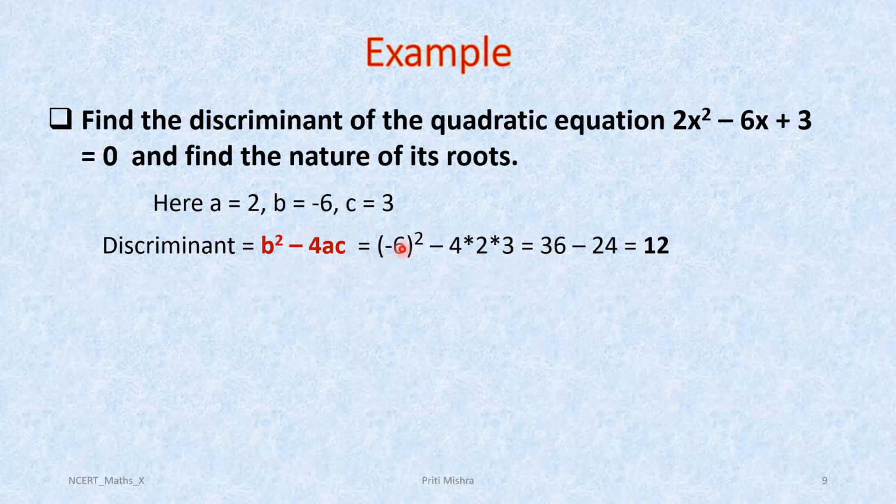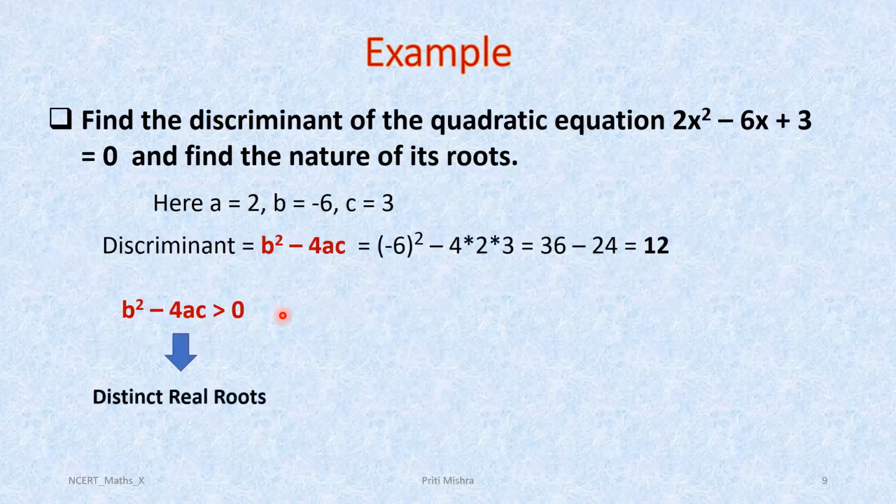So after putting the values of b, a, and c, we are getting 36 minus 24, which means 12. So 12 is a positive number. It means b square minus 4ac is greater than 0, which implies that we can have two distinct real roots.